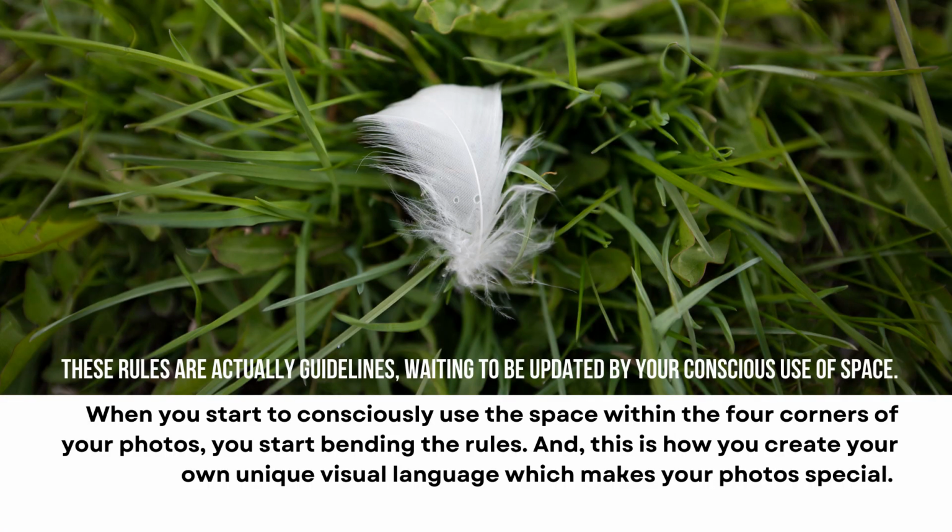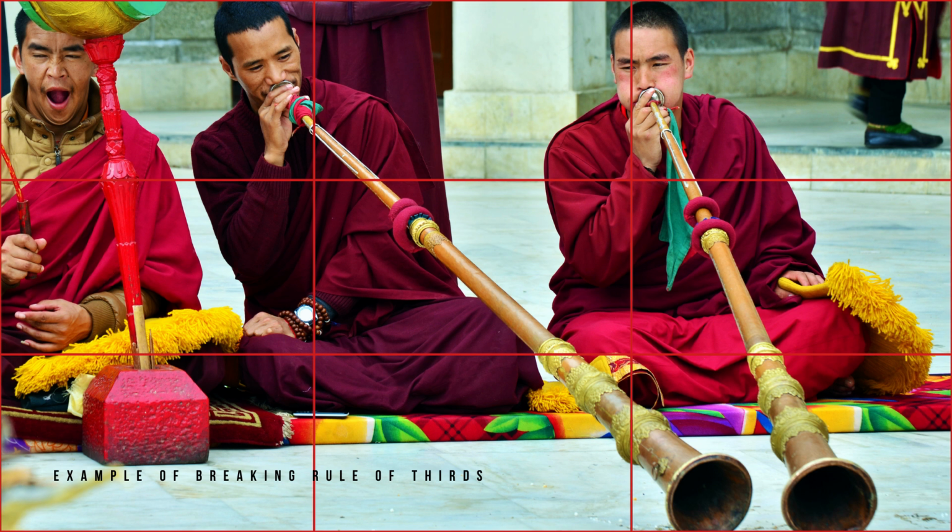So these rules are just guidelines. They are not exactly rules. When you consciously use the space in a photo, you can bend those rules easily, and you can create your own visual style, which is your signature style and your unique way of taking photos, and that's how it should be done. So you can break the rule of thirds by putting the energy not on the lines, not on the intersections, but far away in the corners, and it will still work because you are breaking the rule consciously.